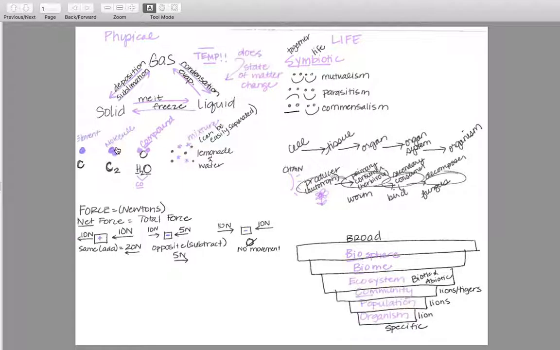A molecule is two or more of that same element. So two of these little guys become C2, carbon 2. Or ozone, for example: the formula is O3, so it's 3 parts of oxygen. That would be a molecule, clumped together of the same kind of element. A compound, using our word parts, means with or together, is 2 or more elements that are different and chemically combined.